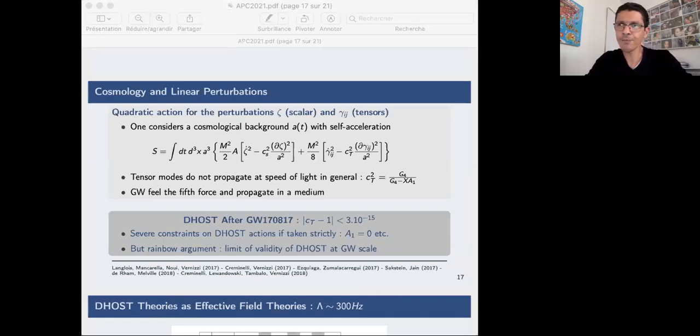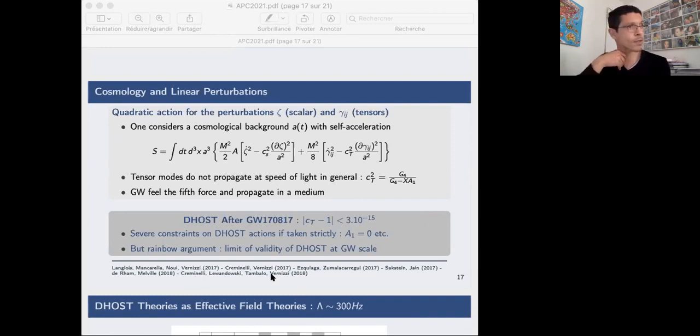Okay, so concerning the first question, you're right. In this slide, I've just taken into account the constraint on the speed of gravitational waves. I try to say that when you also take into account the gravitational wave decay due to the Cherenkov effect, then you eliminate more coefficients in the actions. But I didn't have time to discuss this, and it was studied by these people here: Creminelli, Lewandowski, Tambalo, Vernizzi, in a very nice series of papers.